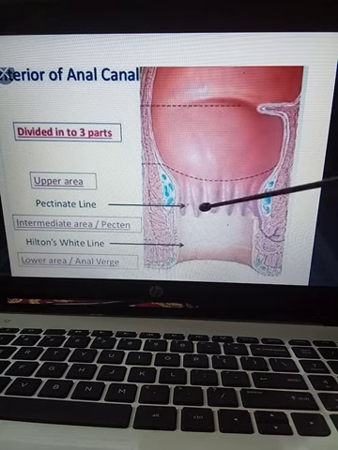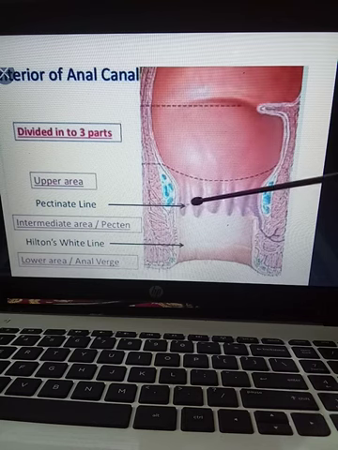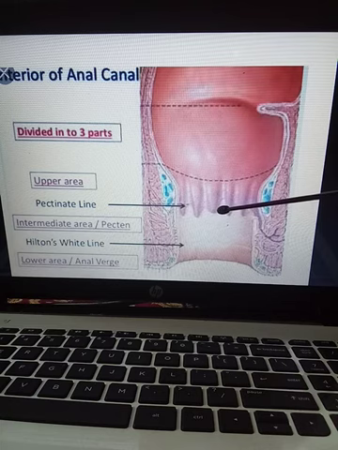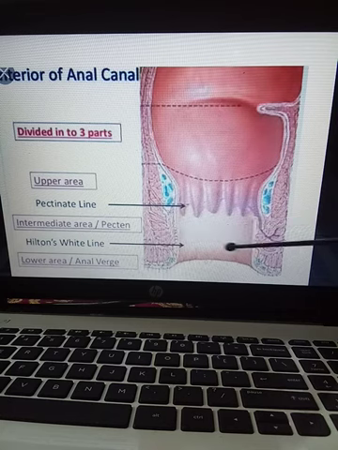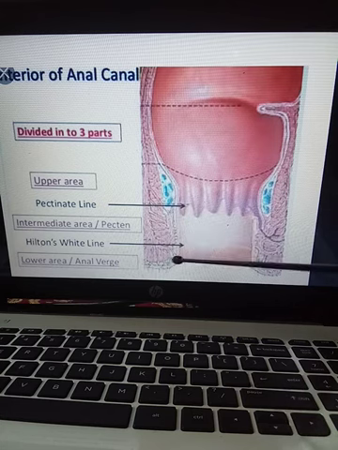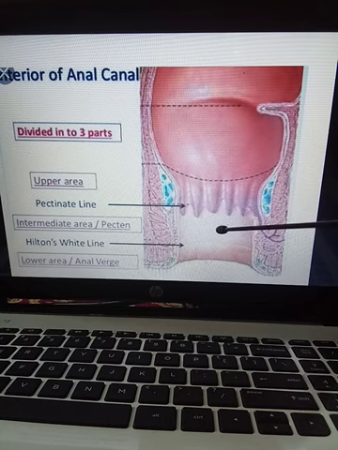Now talking about the middle part. This middle part has no columns. It is lined by mucous membrane, and it is also 15 millimeters. It contains a dense venous plexus beneath the mucosa. This middle part is called the pecten.